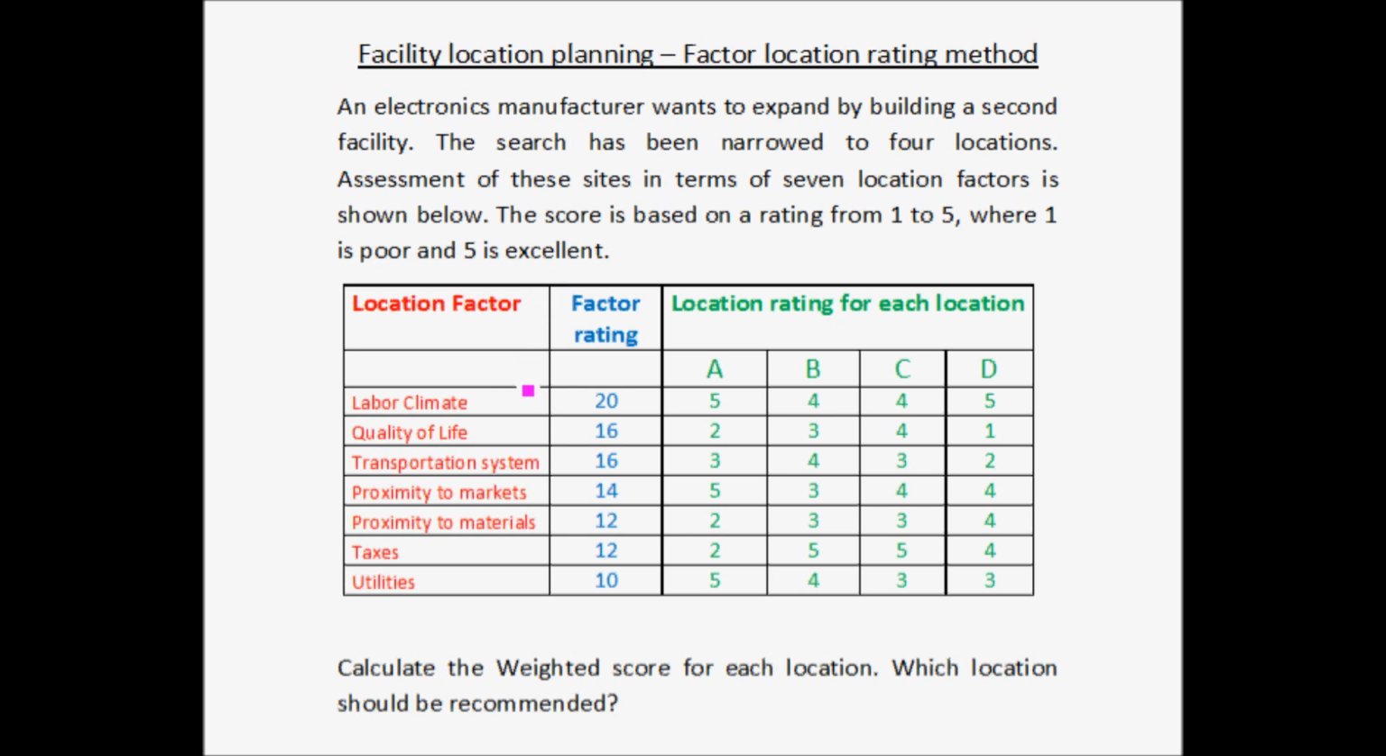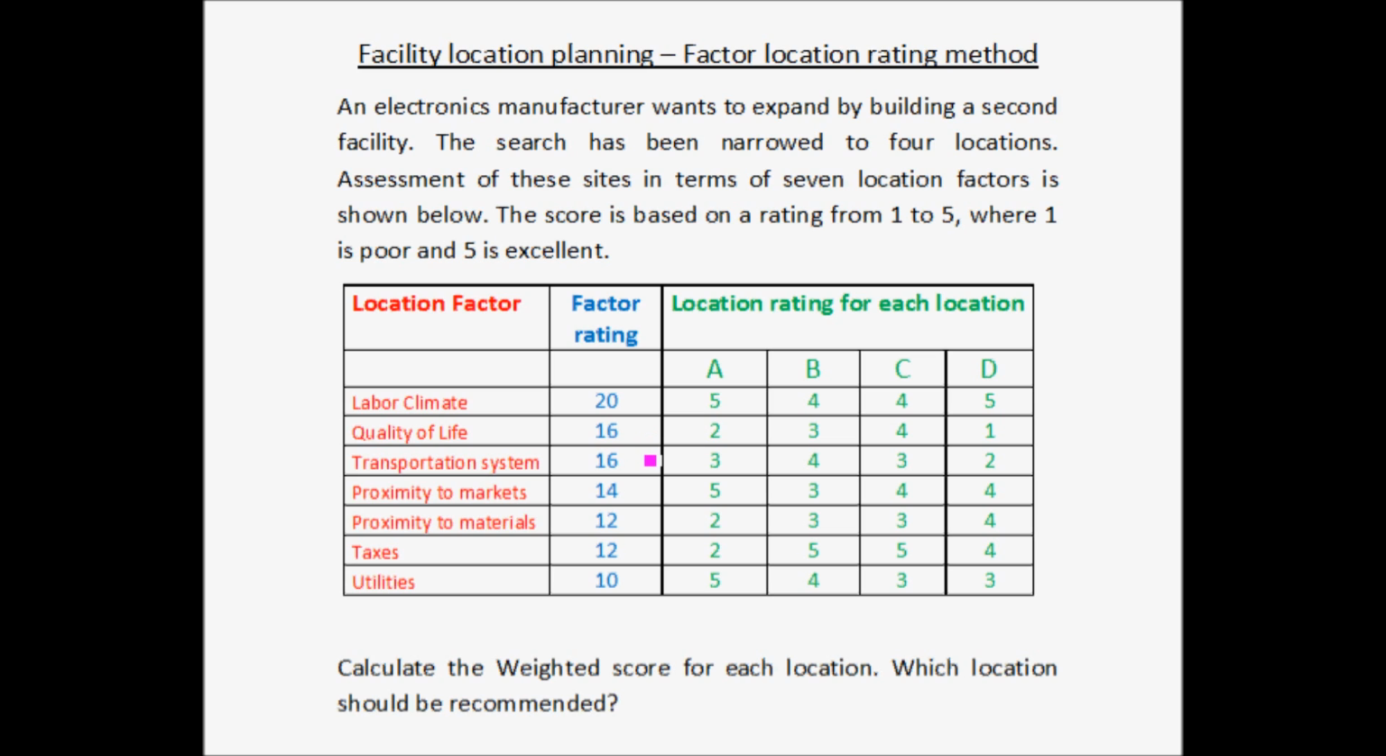So as shown in this table, the company has decided on the relevant location factors for their company, which are labor climate, quality of life, transportation system, proximity to markets, proximity to materials, taxes, and utilities. Next, they have rated each of these factors according to importance and have given each of these a weightage. So labor climate seems to be the most important factor, which has a weightage of 20.